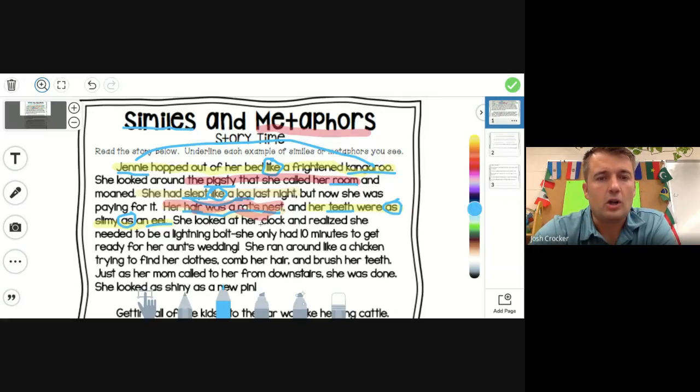"She looked at her clock and realized she needed to be a lightning bolt. She only had 10 minutes to get ready for her aunt's wedding." Okay. There's a comparison in there. What was the comparison?